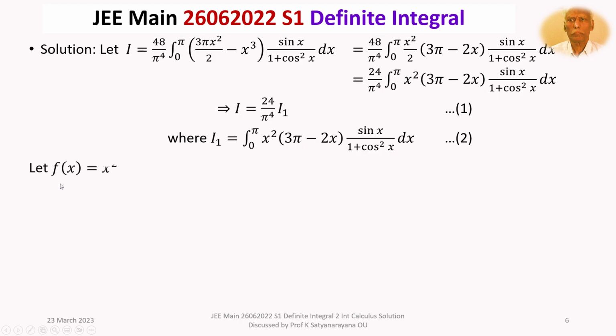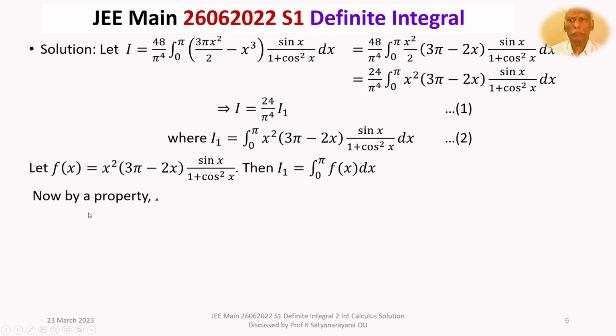Let this integrand be f of x. f of x is equal to x square into 3 pi minus 2x into sin x by 1 plus cos square x. Then this I1 will be integral 0 to pi f of x dx. We use a property of definite integrals: I1 is equal to integral 0 to pi f of pi minus x dx. Now wherever there is an x, you substitute pi minus x.